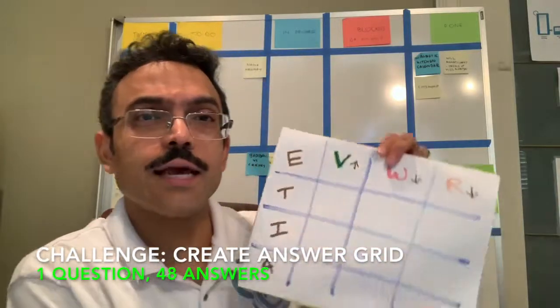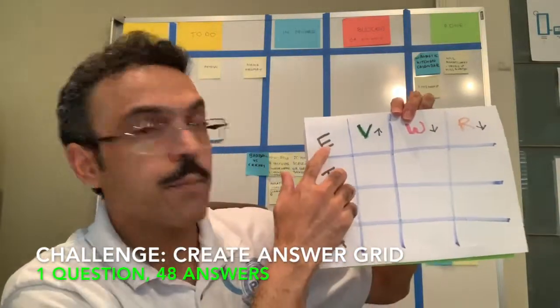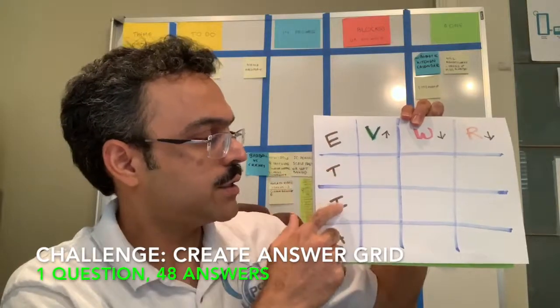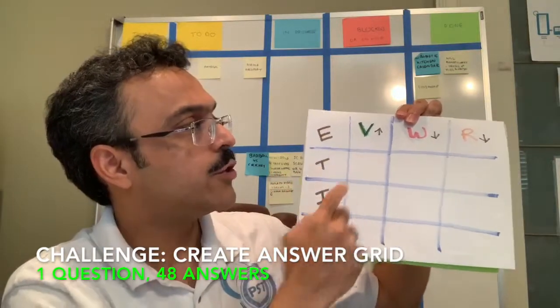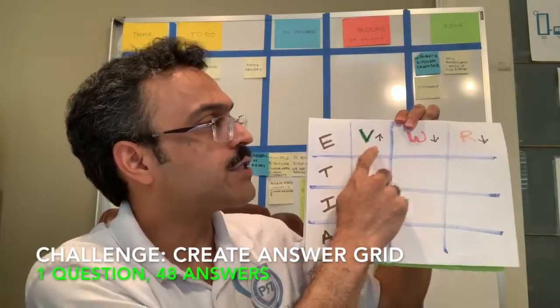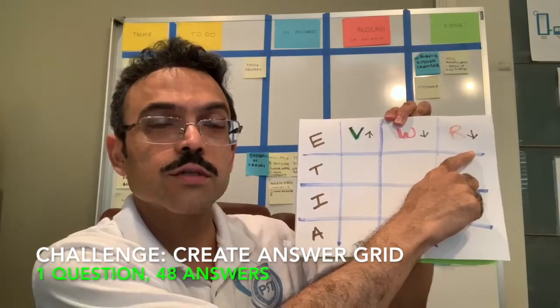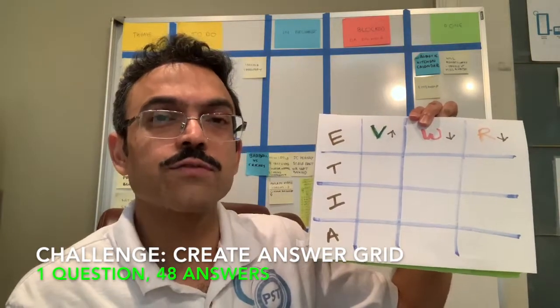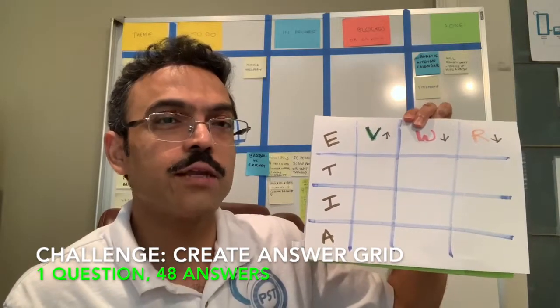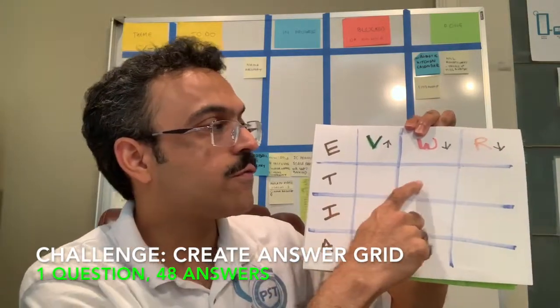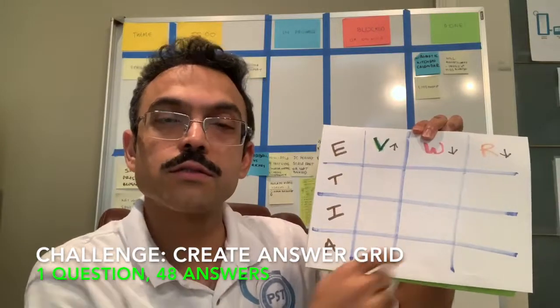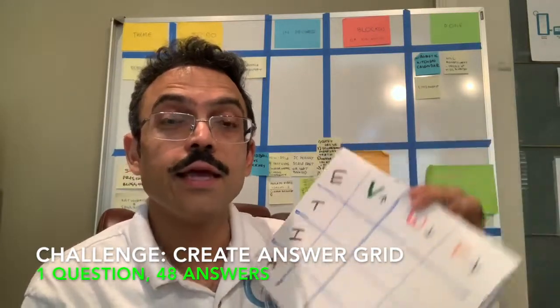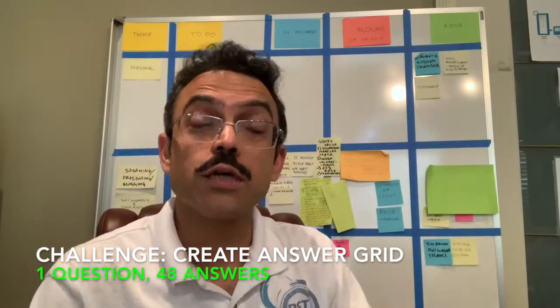So here's my challenge. Create a grid like this. So you have empiricism, the 3 pillars, transparency, inspection, and adaptation. And you have the outcomes of Scrum: increase value, decrease waste, manage risk. And see if for every single element of Scrum, the 353 plus each of the 5 Scrum values, are you able to fill each of these cells? Try it out. Let me know what you discover.